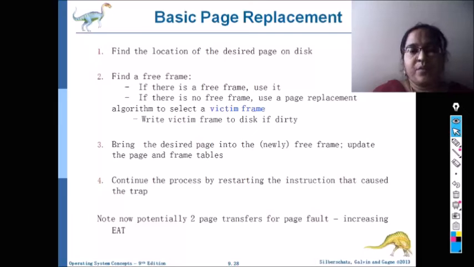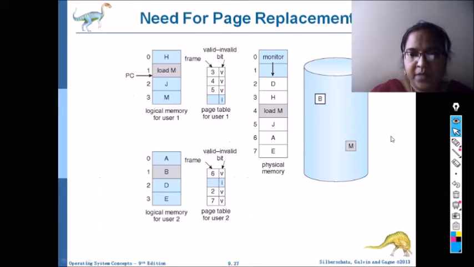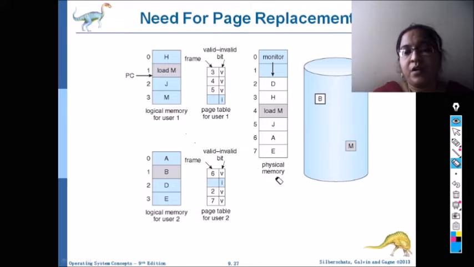We were just talking about the basic page replacement algorithm. So how is the page replacement algorithm to be used? In the previous class we saw one diagram to show why page replacement is required, and how the memory pages of user 1 and user 2 are allocated into your physical memory.